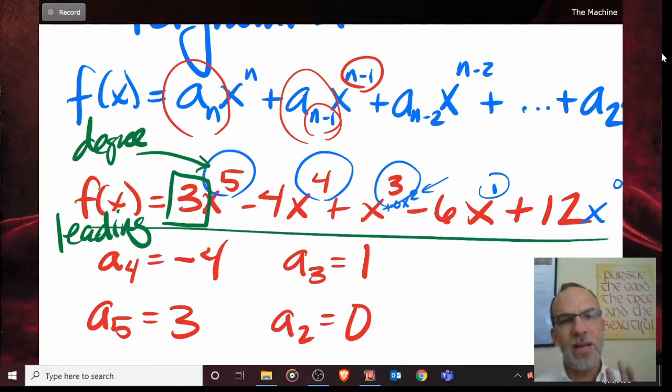And the degree and the leading coefficient now are going to give us some important properties about the graph of the function.